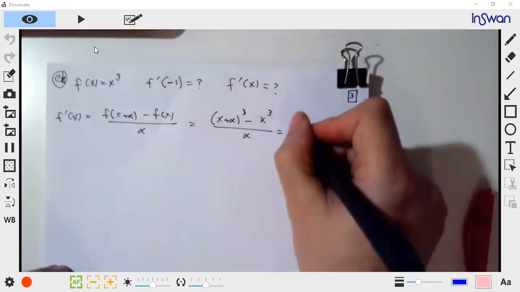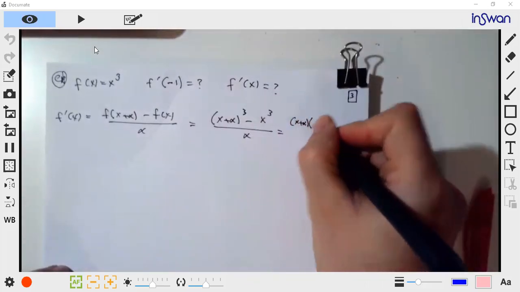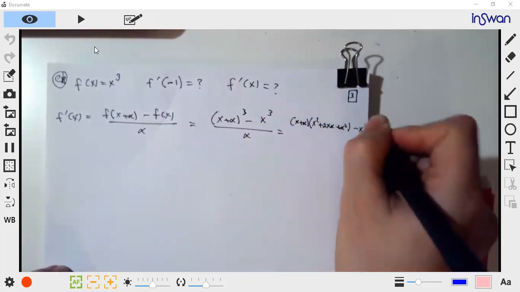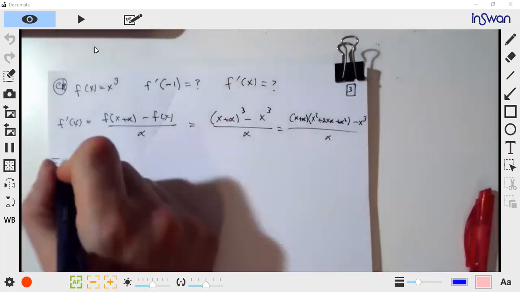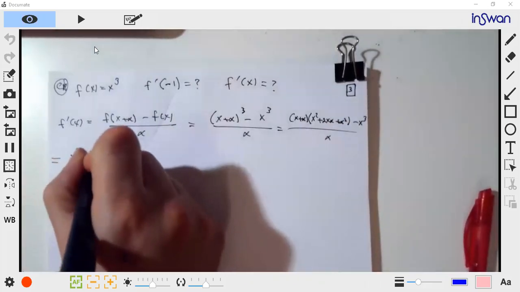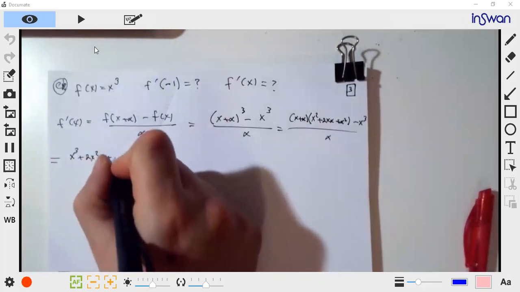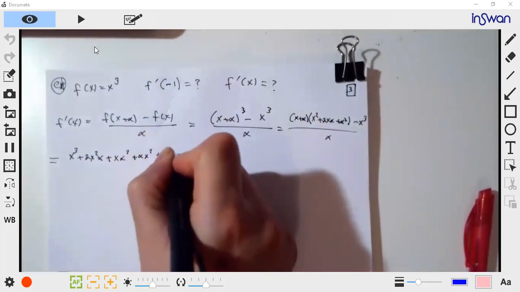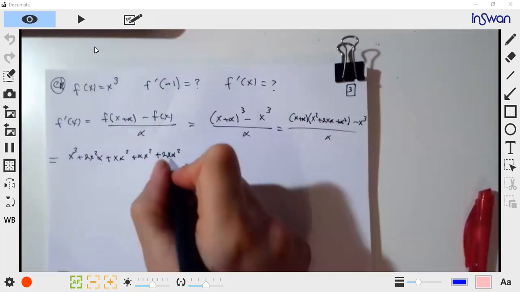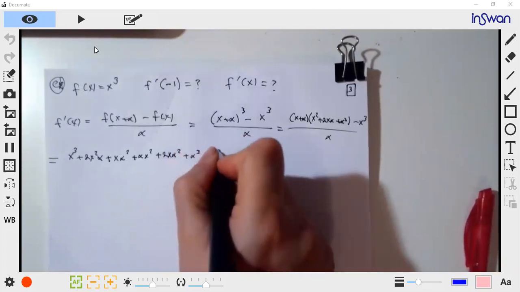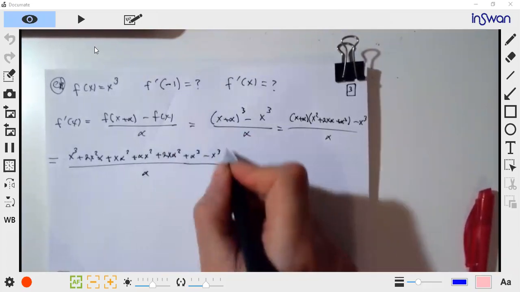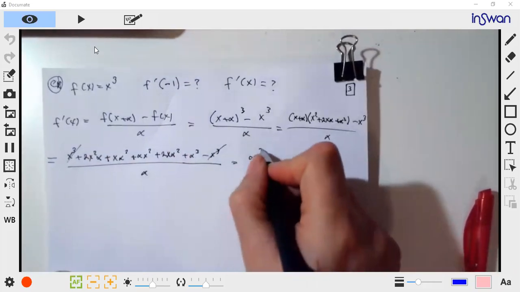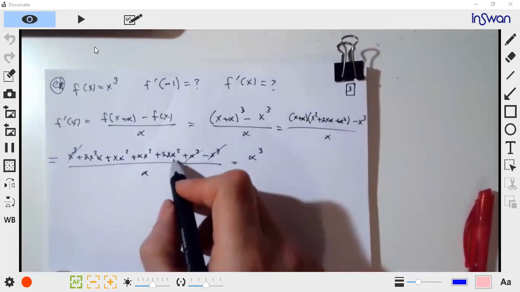This ends up equaling x plus alpha times x squared plus 2x alpha plus alpha squared, minus x cubed, all over alpha. This ends up equaling x cubed plus 2x squared alpha plus x alpha squared plus alpha x squared plus 2x alpha squared plus alpha cubed minus x cubed all over alpha. The x cubes cancel. Let's see what we get here. Now we get an alpha cubed. Go away. What about the alpha squared terms?